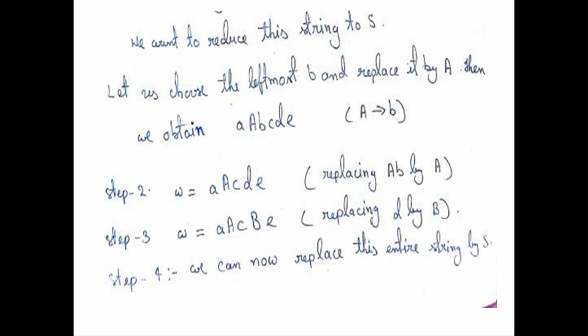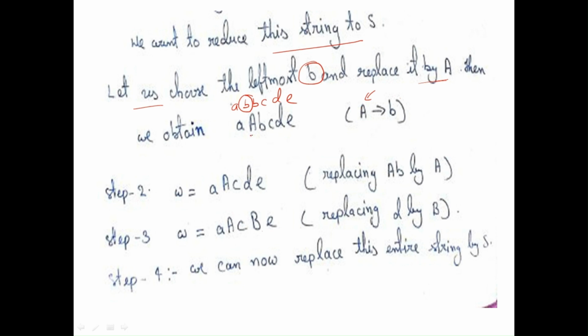So we want to reduce this string to S. Now suppose we choose the leftmost B and replace it by A. What was the string? A, B, B, C, D, E. Leftmost B at position 2. So A, B, C, D, E, as we have replaced B by the left-hand side of the production rule.